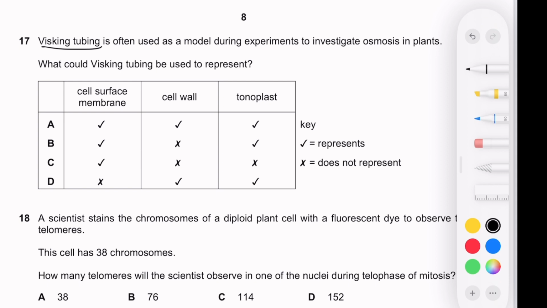So it can only resemble the plasma membrane. So basically, the cell surface membrane, not the cell wall, and the tonoplast. You say, why not the cell wall? Because the cell wall is freely or fully permeable to water. It allows water to enter like that, right?